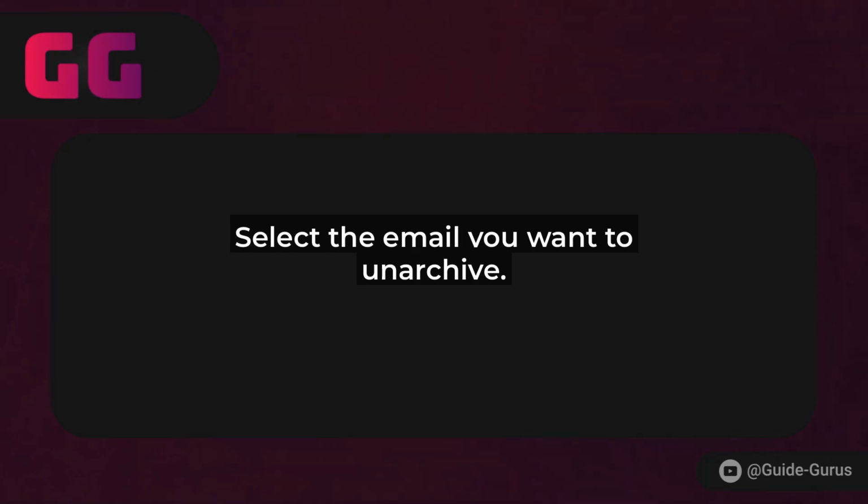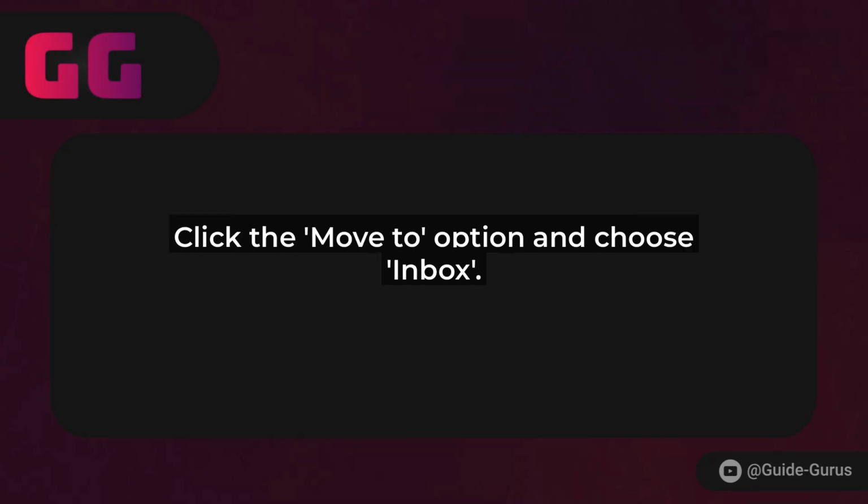Now, if you know the subject or sender of the email you're looking for, use the search bar at the top. Type in keywords like the sender's name or a phrase from the email, and hit enter. Archived emails won't show up in your main inbox, so this is your best bet. Once you spot the email in the results, open it up or select it directly.